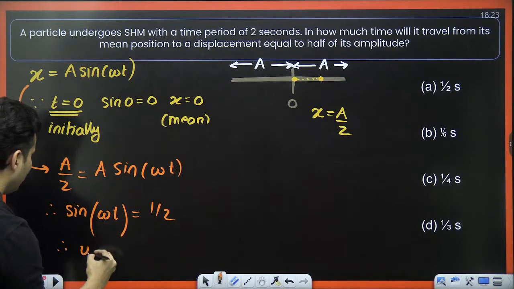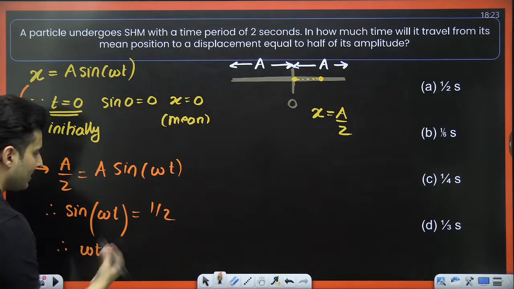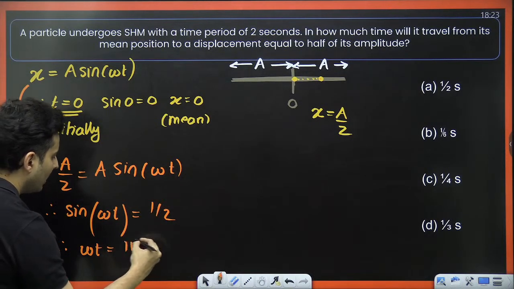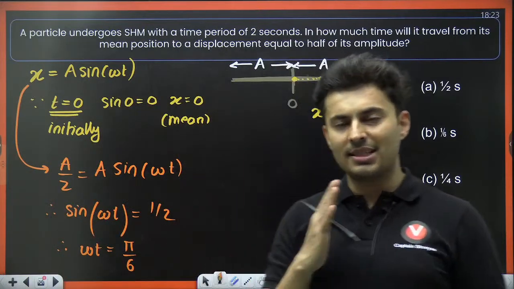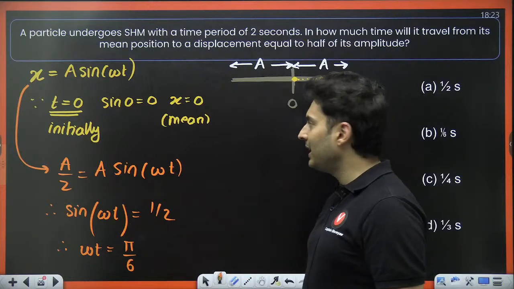That means whatever is there inside must be 30 degrees or pi by 6. That must be 30 degrees, but everything is in radians. So pi by 6 radians.